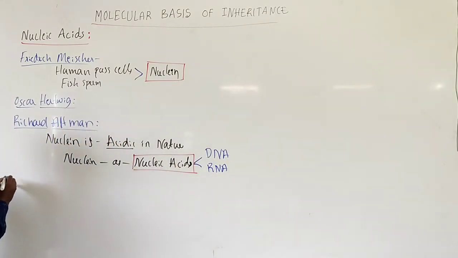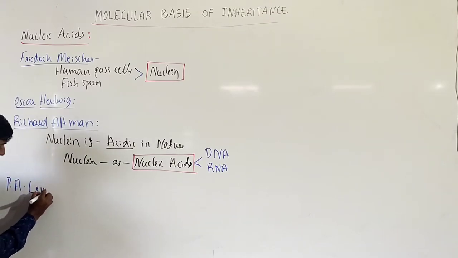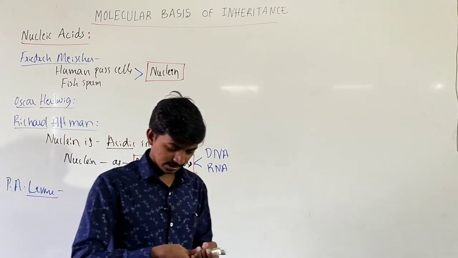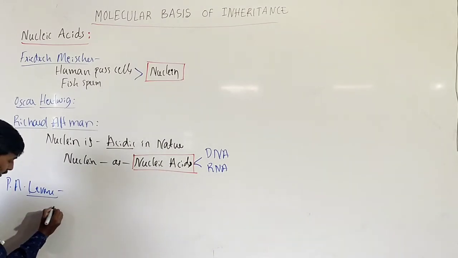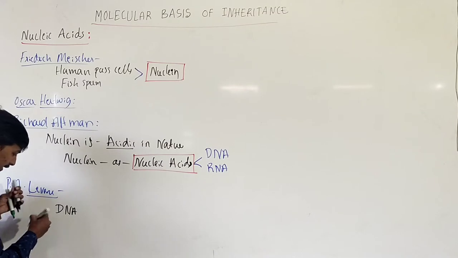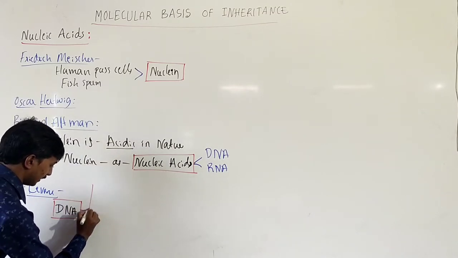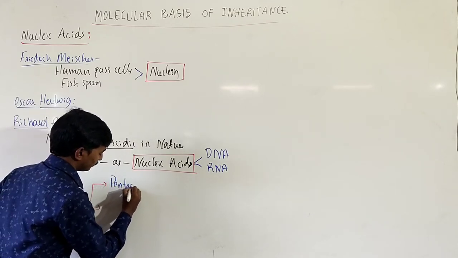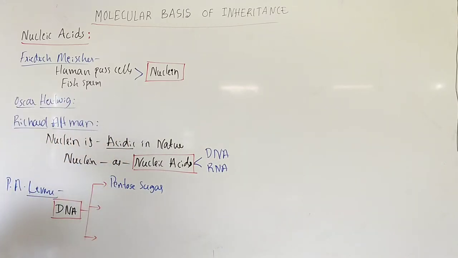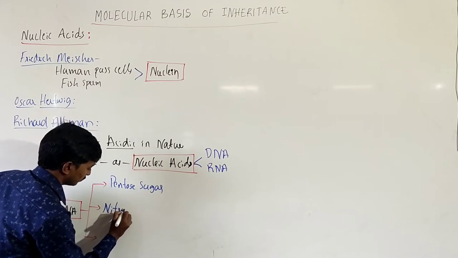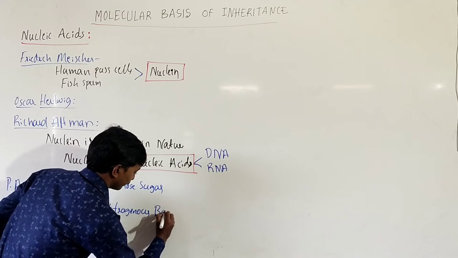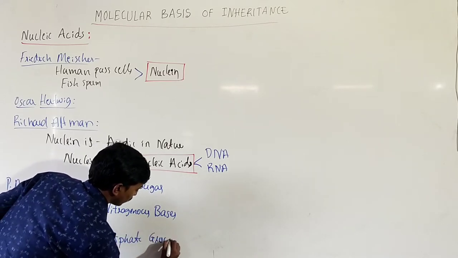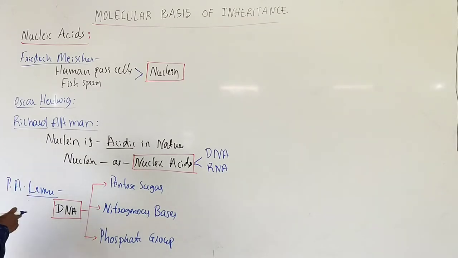So later on, another scientist, P.A. Levene, studied the structure and chemical nature of the nucleic acids, and he proposed that DNA is made of three major components. The first component is the pentose sugar. The second component, according to him, is the nitrogenous bases, and the third component is the phosphate group.